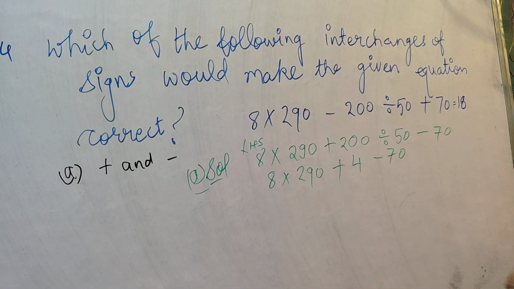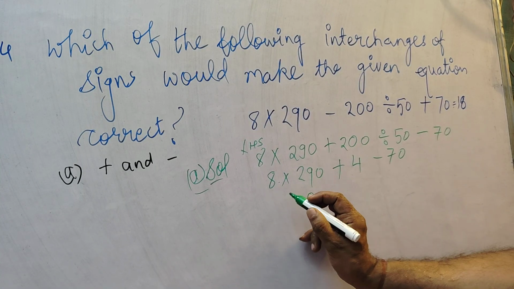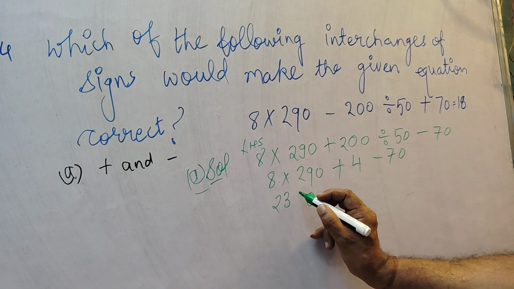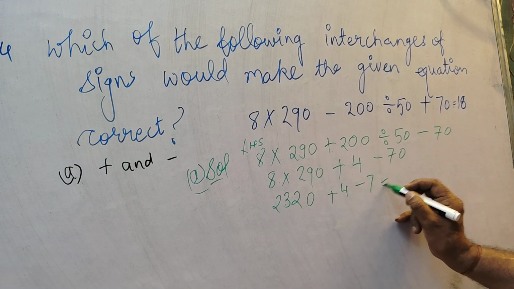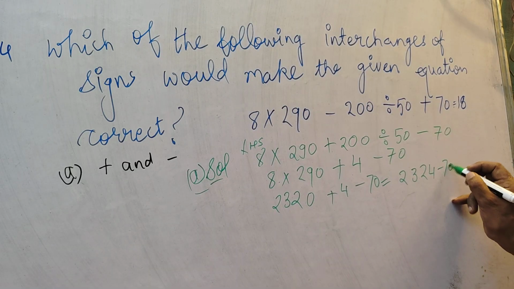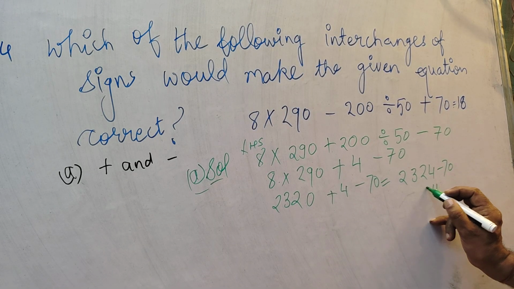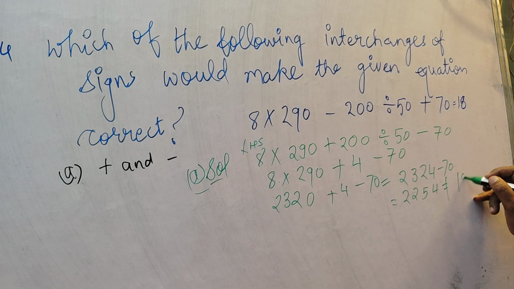Now 8 into 290, we multiply first. Then plus and minus 70, it gives us a result which is not equal to 18, so it is an incorrect option. This sign change gives the incorrect answer. So A is a rejected option.